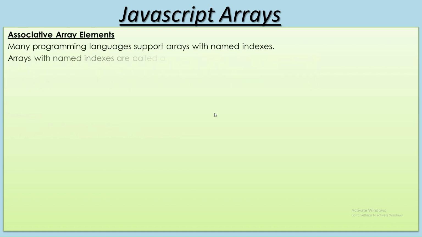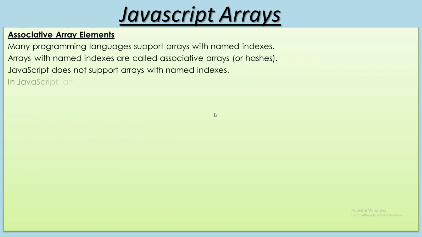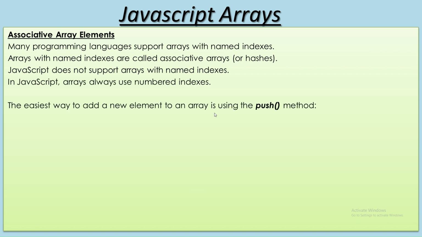Associative array elements. Many programming languages support arrays with named indexes. Arrays with named indexes are called associative arrays or hashes. JavaScript does not support arrays with named indexes. In JavaScript, arrays always use numbered indexes.